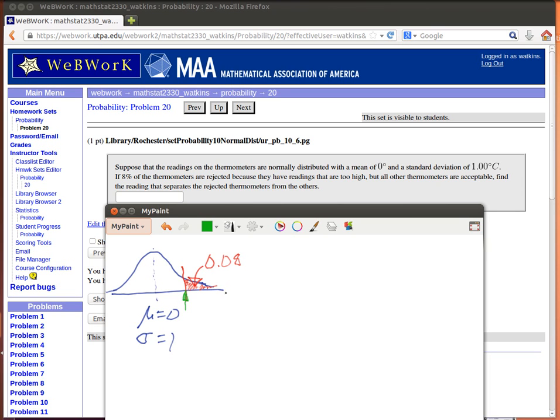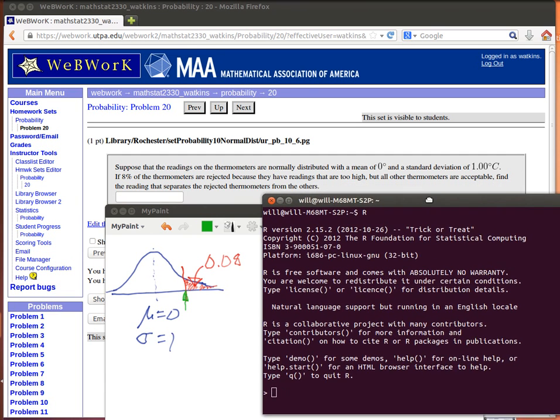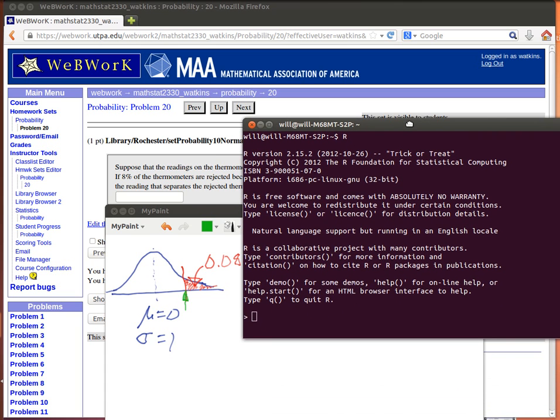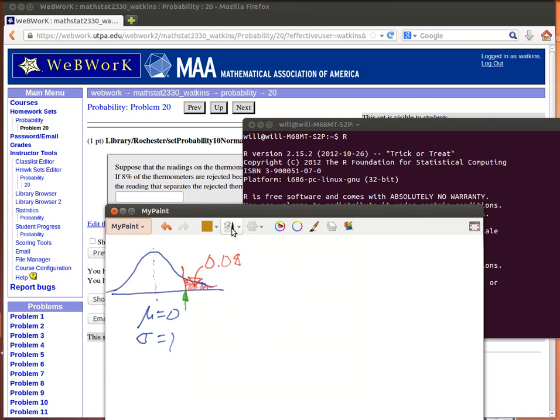Okay, the great thing is that R has a terrific function. Let me tell you about that function. It's called the qnorm function. Qnorm stands for quantile norm. And what it's saying is this. In our problem, here's what we need to be looking at.